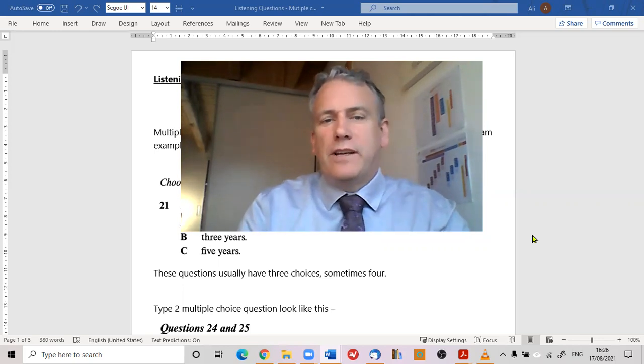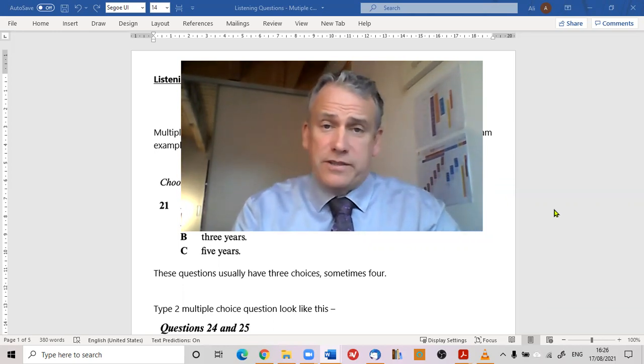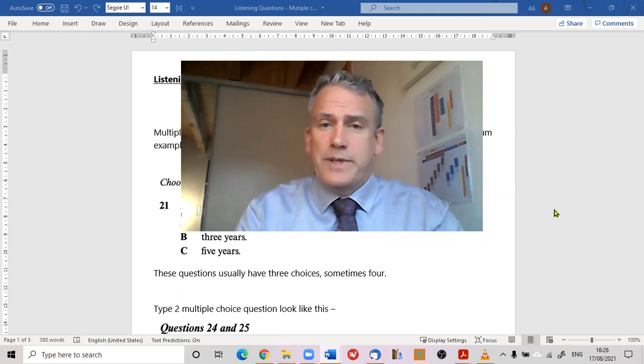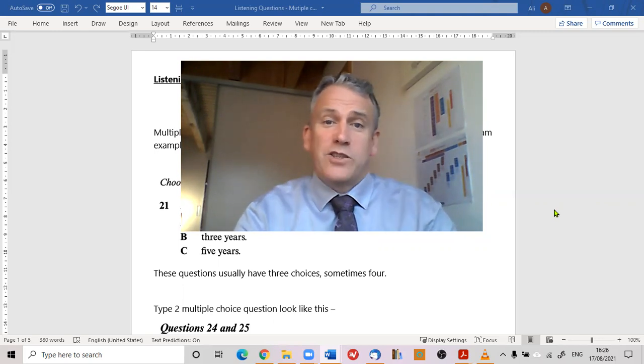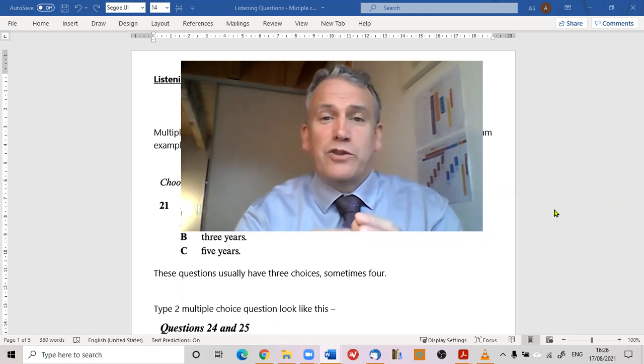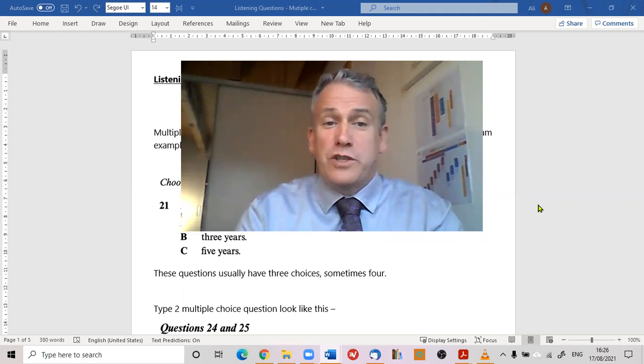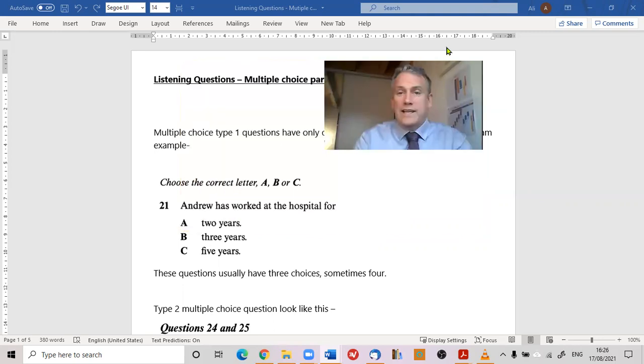Today we're going to be looking at the listening part of the IELTS exam. Specifically, we're going to be looking at a type of question we call the multiple choice part 1. So that implies there's a multiple choice part 1 and a multiple choice part 2. First of all, let's look at the difference between the two.